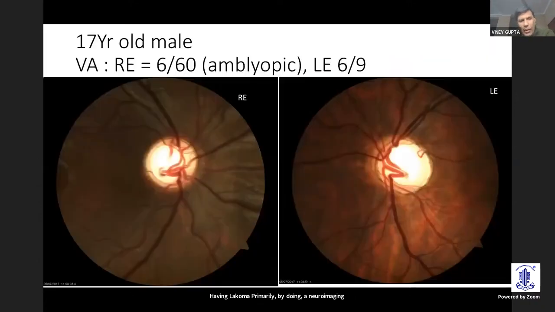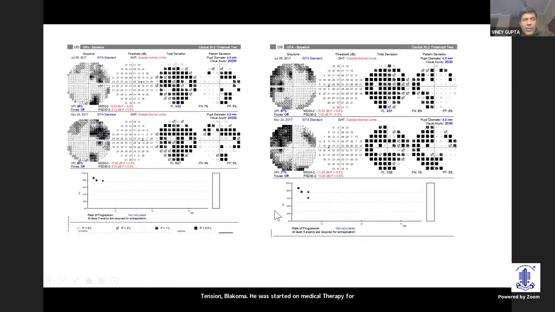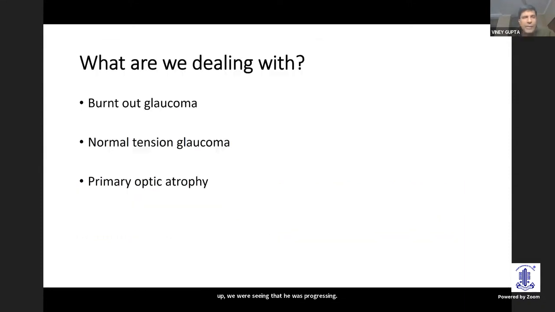But there are other cases where the diagnosis could be even more perplexing. You can see here a young boy who was brought here with advanced glaucomatous optic neuropathy, where you can see hardly any neuroretinal rim left in him. And he again was diagnosed as a normal tension glaucoma. He was started on medical therapy for glaucoma. He had low teens pressures. And as we followed him up, we were seeing that he was progressing. So everything looked like a glaucomatous optic neuropathy, but there was something amiss.